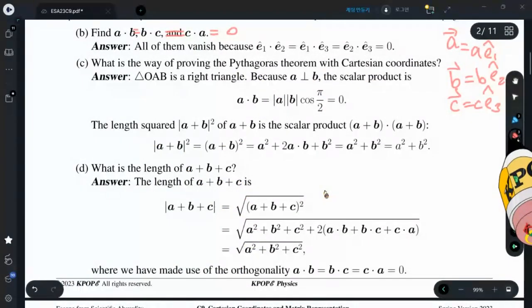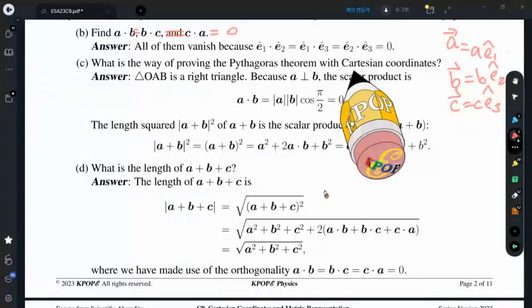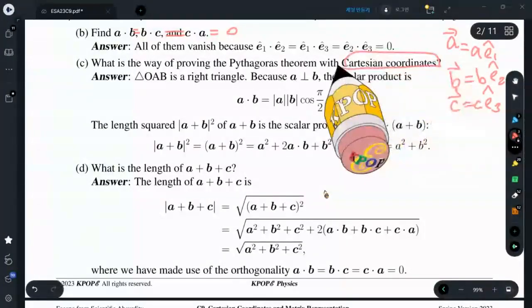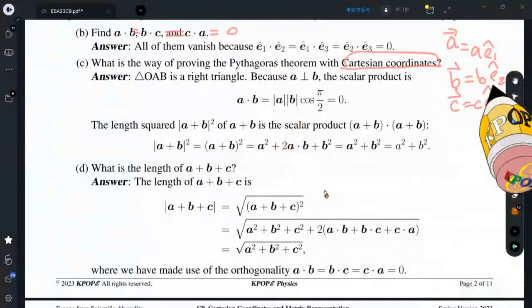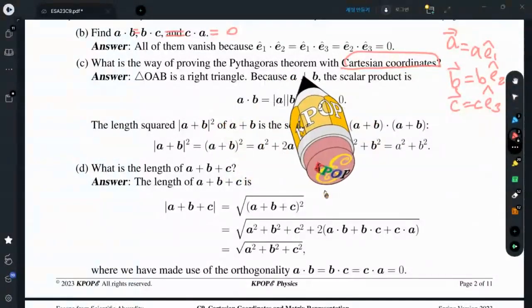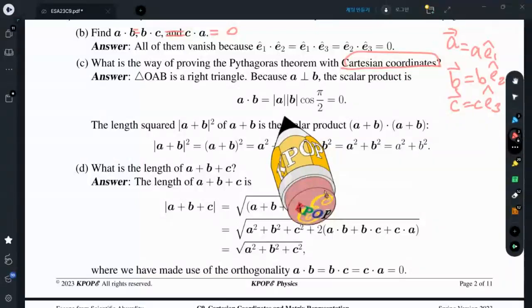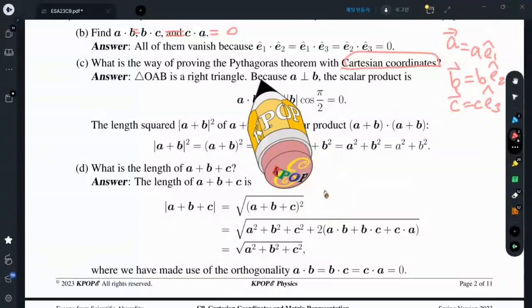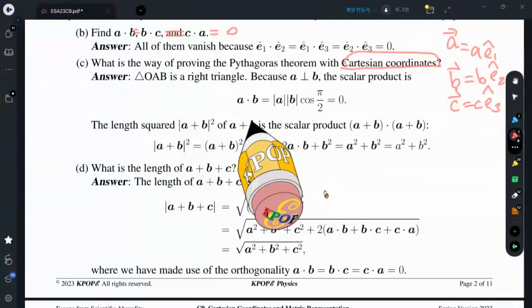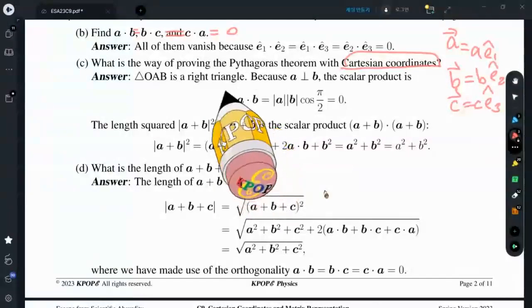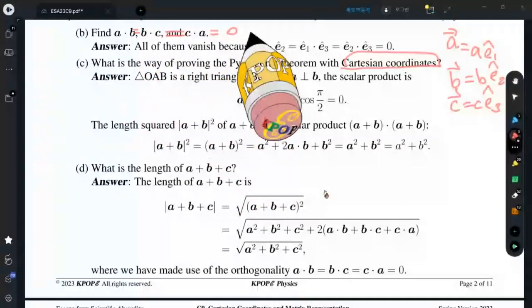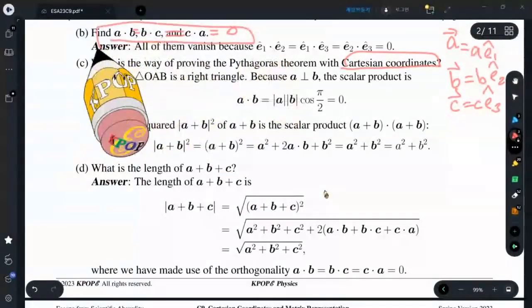What is the way of proving the Pythagoras theorem with Cartesian coordinates? So Descartes contributed a lot. With Cartesian coordinates, we have Cartesian basis vectors to make the proof of Pythagoras theorem very, very easy in comparison with what we learned directly from the Euclidean geometry we learned in middle school. It's trivial. For example, we have A dot B, B dot C, C dot A. All of them are 0.